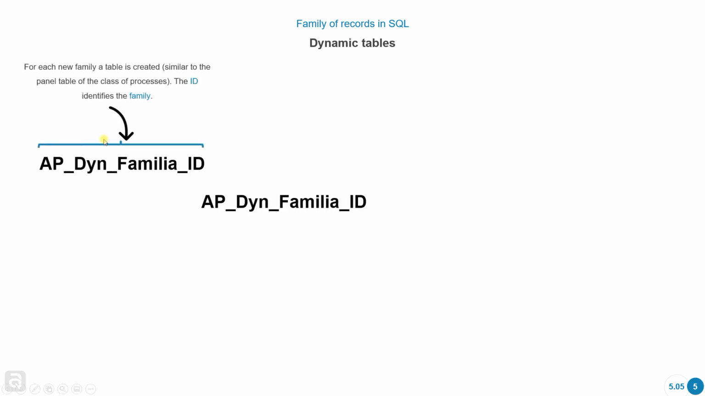Okay, so for each new family that we create, a new table is created, similar to the panel table in the classes of processes. So the ID identifies this family. We already mentioned that there's a table where we can find all the IDs of the different families that we've created. So when we go to the database, if I see a family, for example, with ID 4, I know which one it is, or if it has the ID 5 or ID 10, whatever.